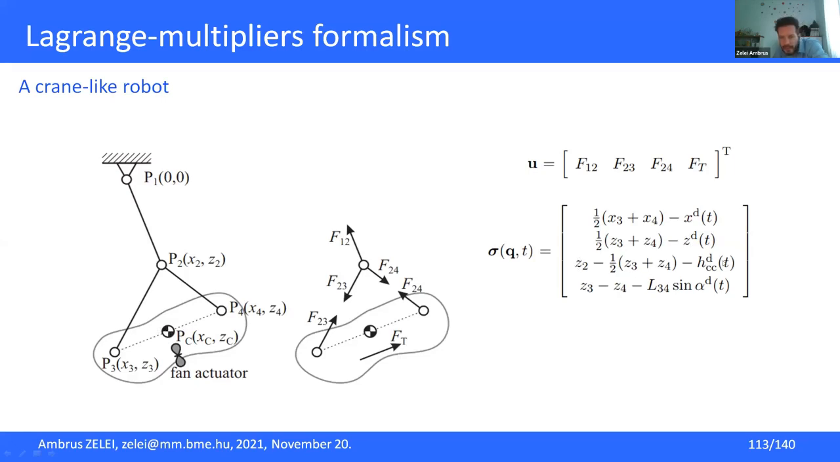And this equation is very similar. It's just maintaining the elevation of this P2 point. So the elevation between the swinging unit and this point should be equal to H_C desired. This is just a number. And the last equation tells us that the difference of the elevation of the third and fourth point should be equal to some number. So we can also tune the angle of this swinging unit. So actually these are the control laws.